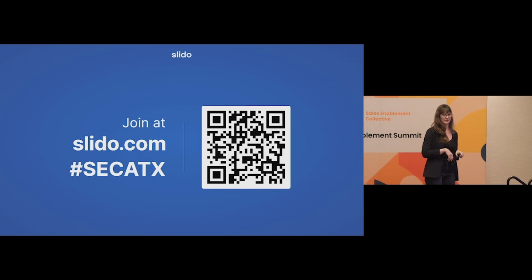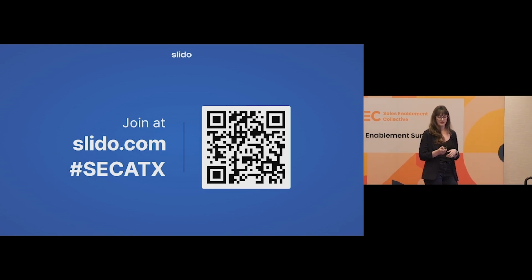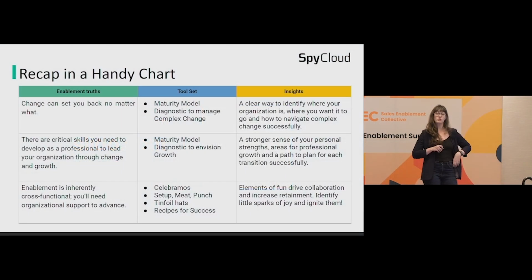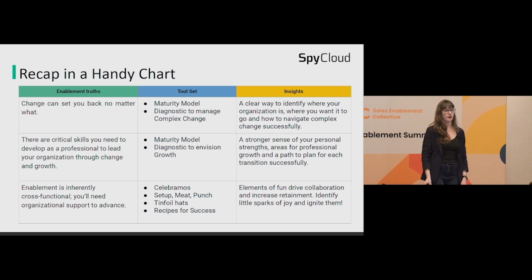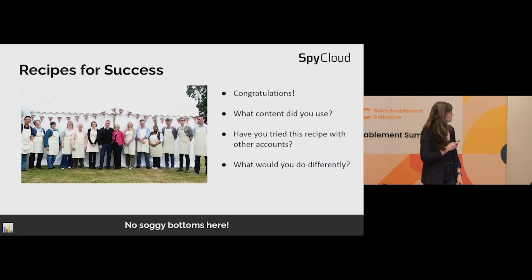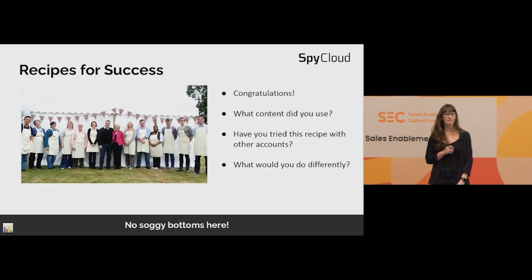What was the last bullet on Recipe for Success? The last bullet. Let me go back. Can I go back? Oh, it was, what would you do differently? Yeah, sure. And no soggy bottoms. No soggy bottoms here. Paul Hollywood would not accept. So, there we go. Oh, got it. There you go. Yep. All right.